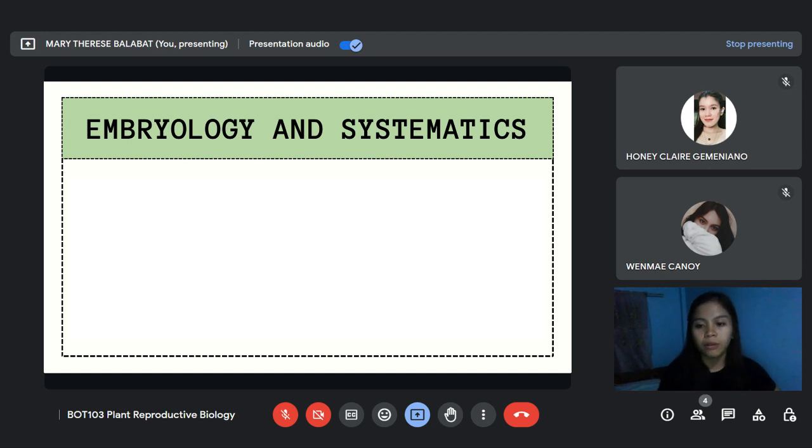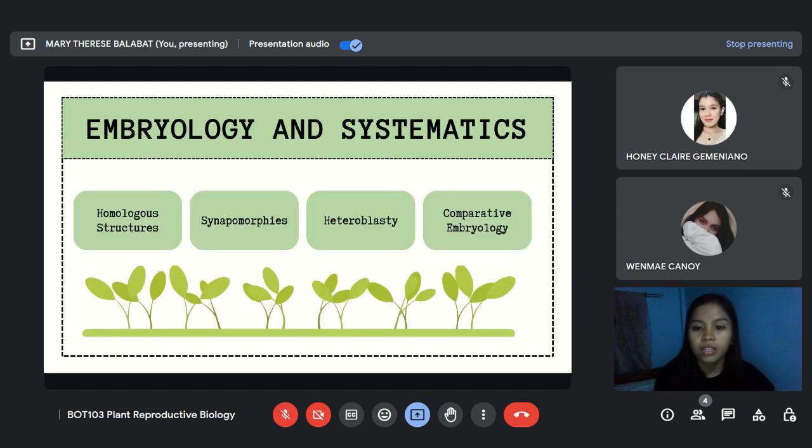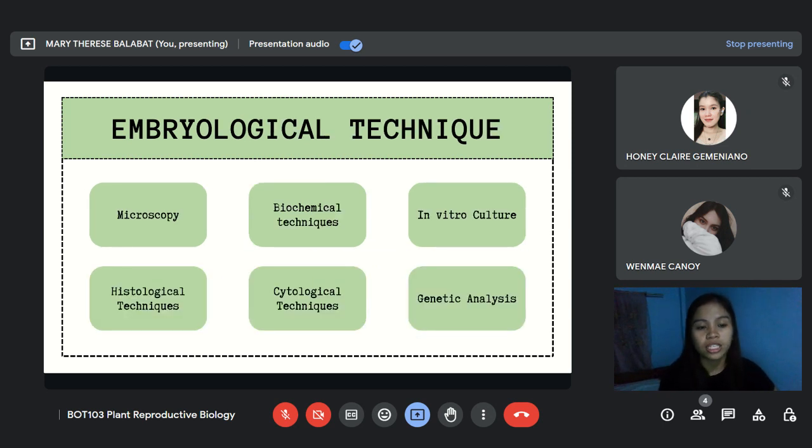So the last part of plant embryology is embryological techniques. So embryological techniques serve a variety of purposes ranging from fundamental research to practical applications. So the examples that we have listed are microscopy, histological techniques, biochemical techniques, cytological techniques, in vitro culture, and genetic analysis. So for microscopy, we have here light microscopy, which provides a basic overview of embryo morphology and cellular organization. Next is electron microscopy and confocal microscopy.